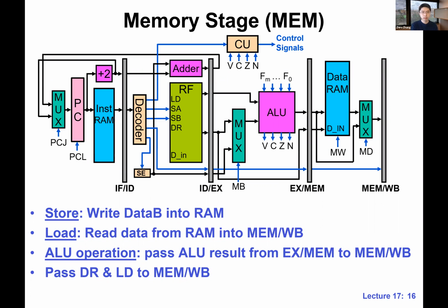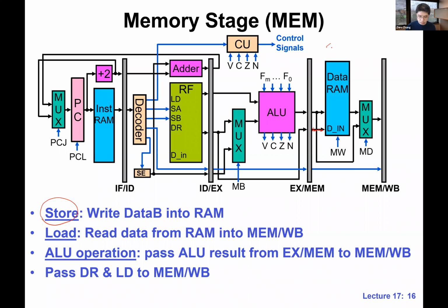If not, let's move on to MEM. In the memory stage, depending on whether we are doing a certain operation or not, we will do different things. If we are doing a store, that's where there's a data B, right? The data B signal becomes useful because we are indeed writing to D in. Just want to remind you guys about the meaning of these control signals.